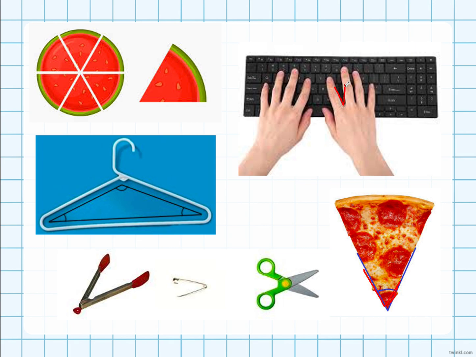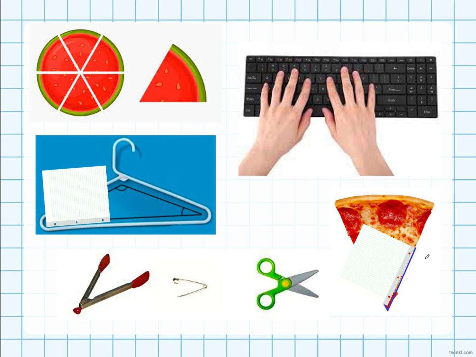Again, you can think about a piece of paper to help you decide whether an angle is an acute angle or not. So if I was to line up a piece of paper with one side of my pizza, one arm of my angle, and I can't see the other side of my angle, so the other side of my pizza slice, I have an acute angle. Here, I've lined up one arm of my angle with a piece of paper, and I can't see the other arm. So I've got an acute angle.